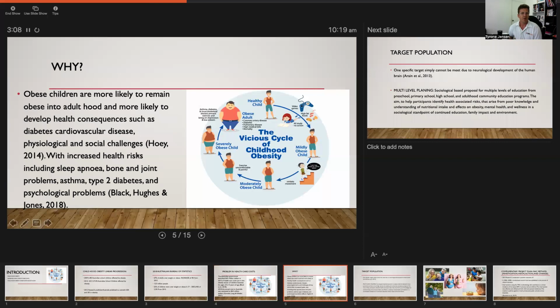Now, why? Well, obese children are more likely to remain obese into adulthood and more likely to develop health consequences such as diabetes, cardiovascular disease, and physiological and also sociological challenges. With the increased health risks, including sleep apnea, bone and joint problems, asthma, type 2 diabetes, and psychological problems as well, all these place costs on the public healthcare system and also influence activity levels and emotional wellbeing in the community.